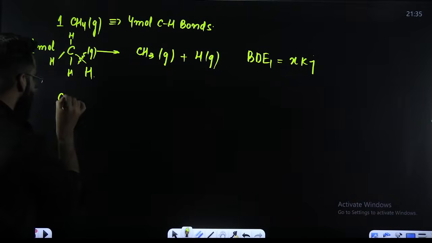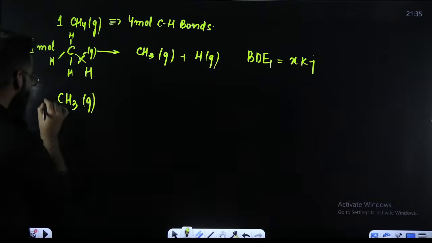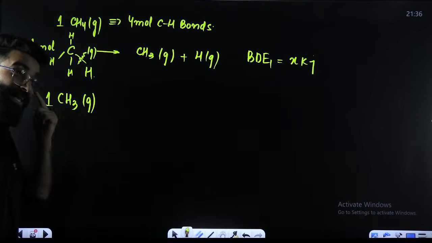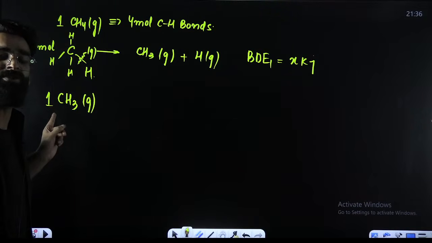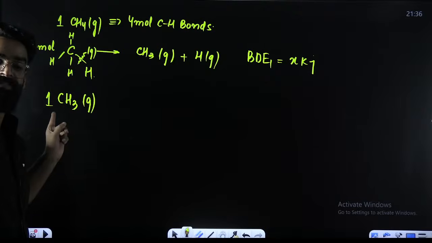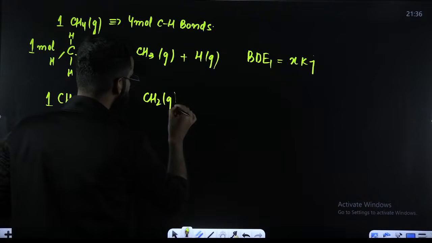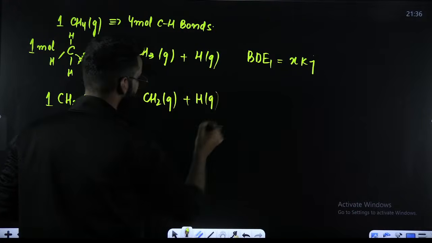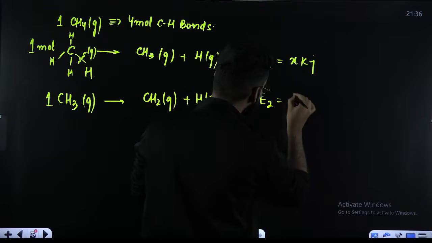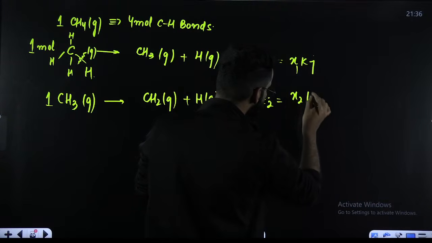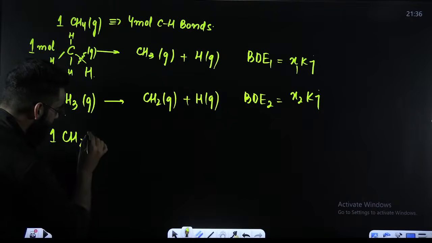Now, what do we have? CH3 gas. In 1 mole of CH3 gas, how many CH bonds are there? There are 3 moles of CH bonds. Out of those 3 moles of CH bonds, I'm breaking 1 more mole of CH bond. It gets converted into CH2 gas plus H. The energy needed in this process is bond dissociation energy 2, which is, for example, X2 kilojoules.